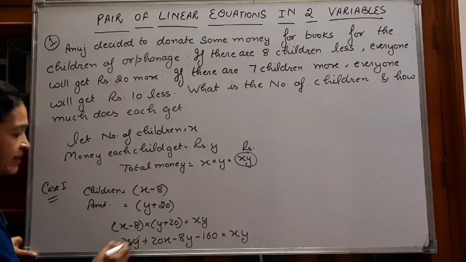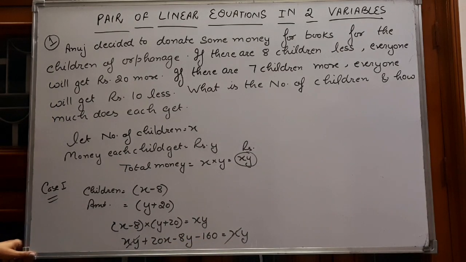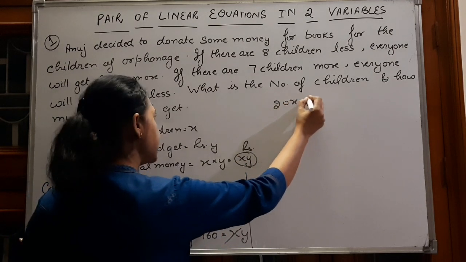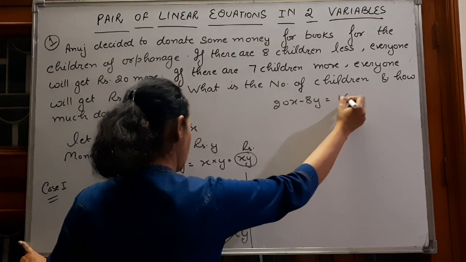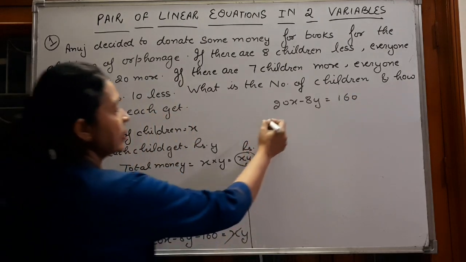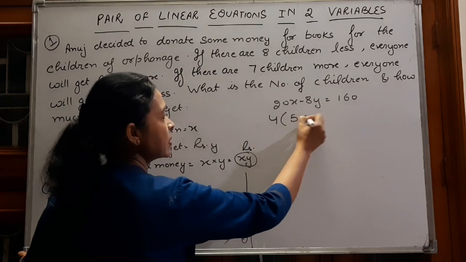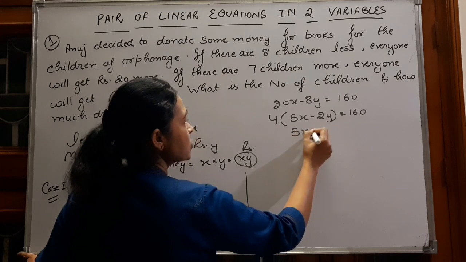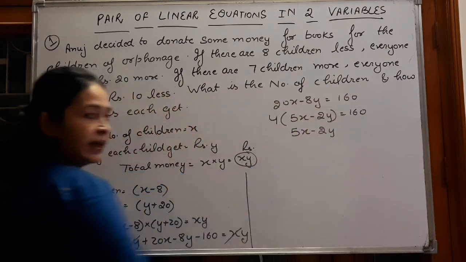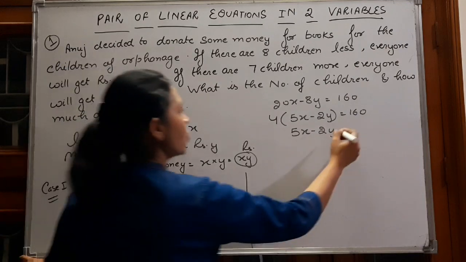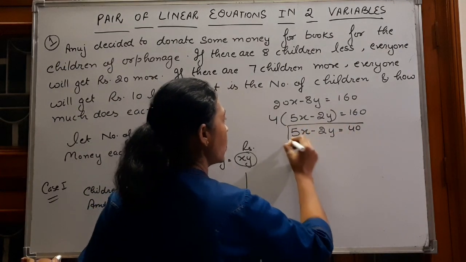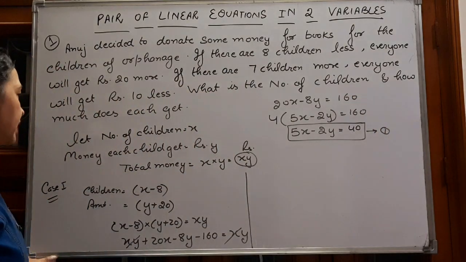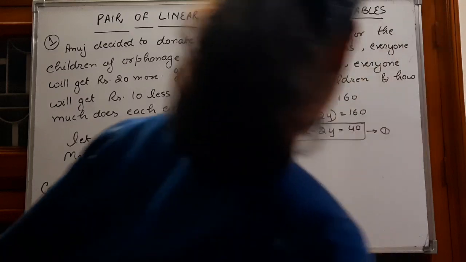XY on the left hand side and right hand side with similar signs get cancelled. We have 20X minus 8Y equals 160. Taking 4 common, we have 5X minus 2Y equals 40, since 160 by 4 is 40. This is our equation 1. Clear? Bachche, pause the video and note it down. I am rubbing it from here.